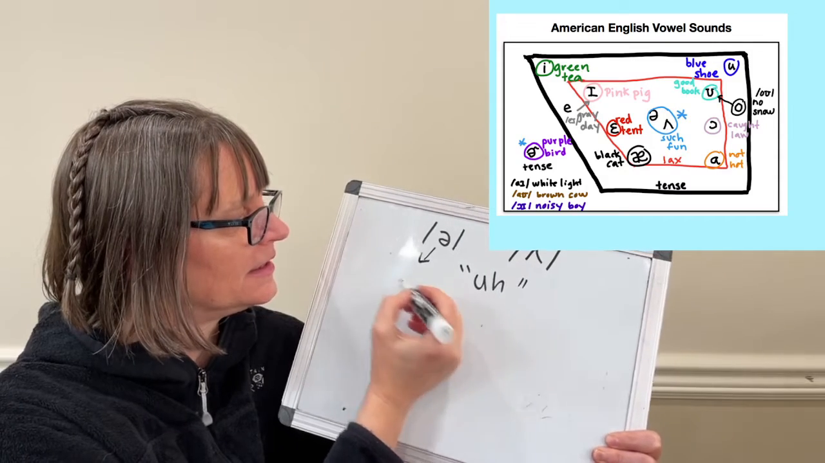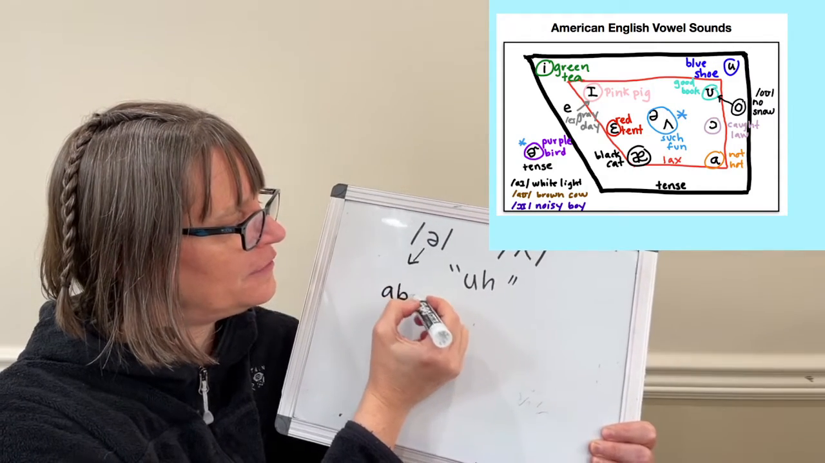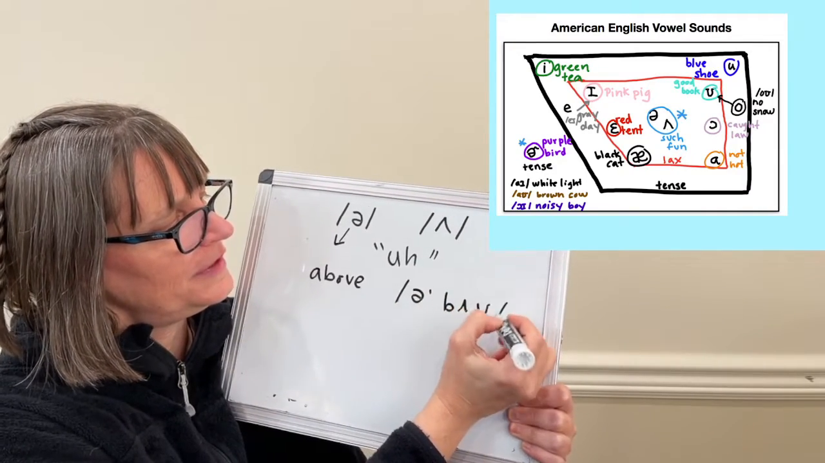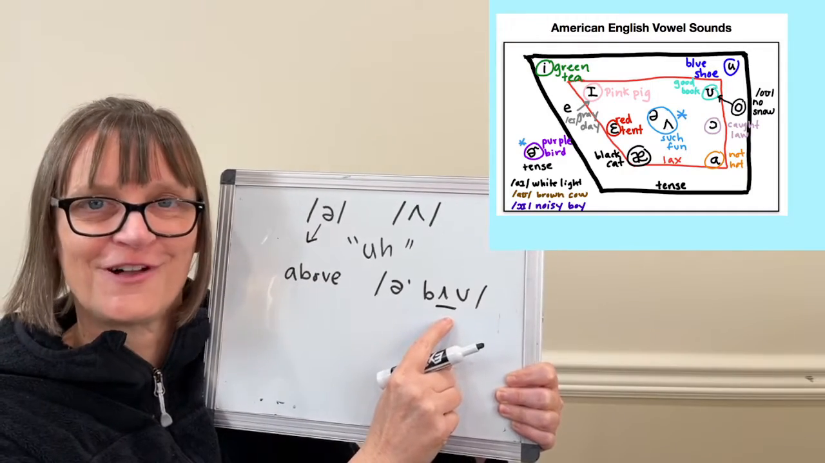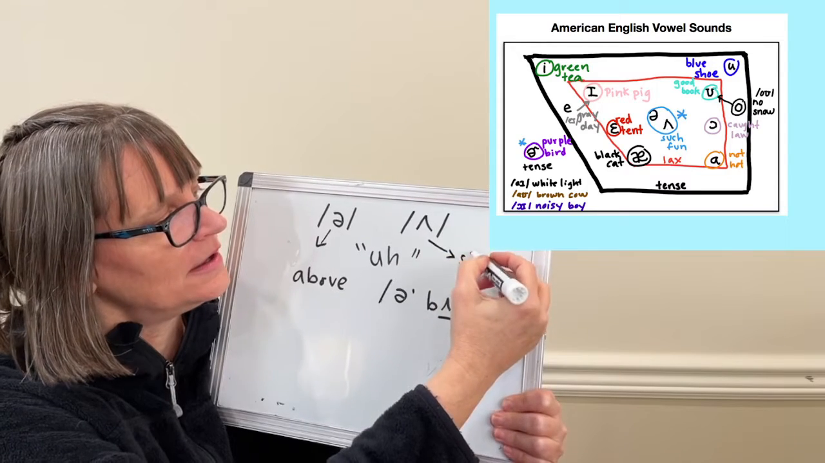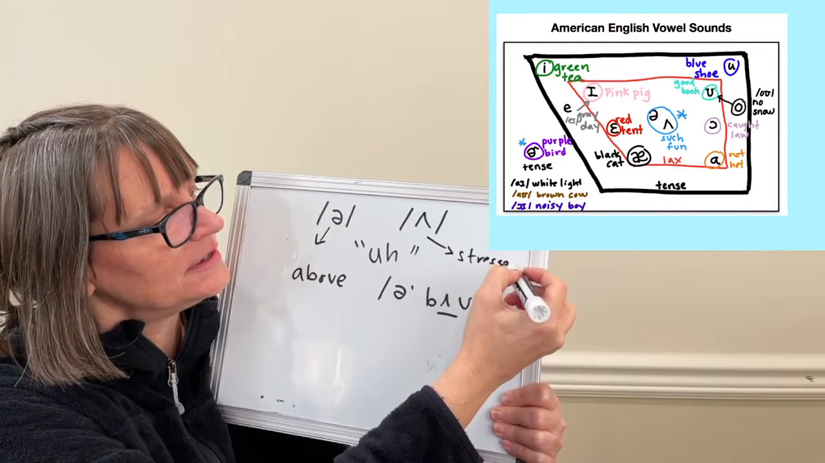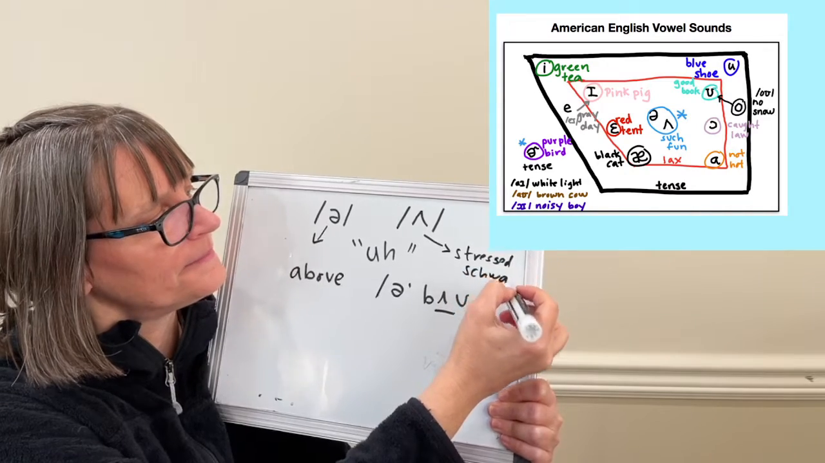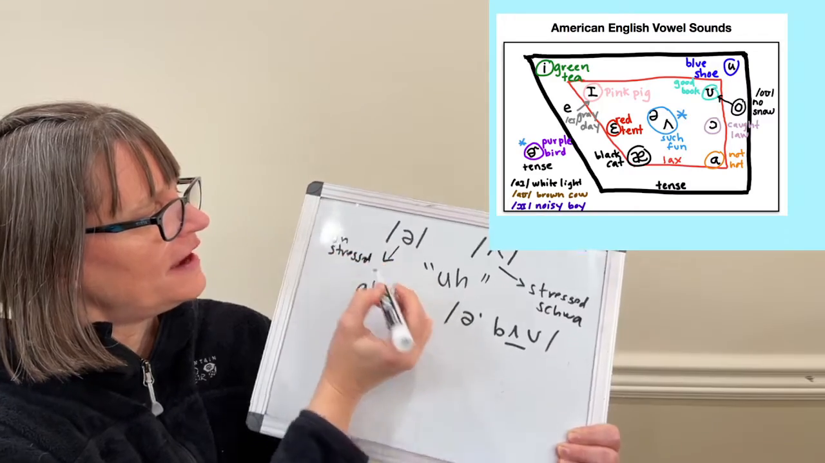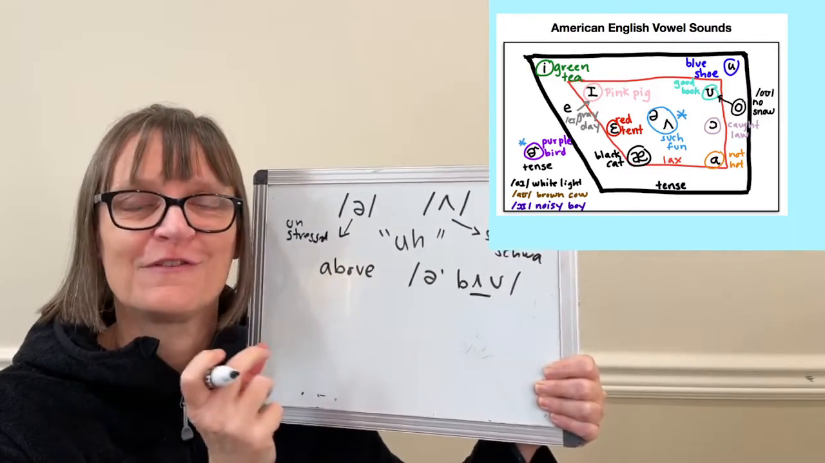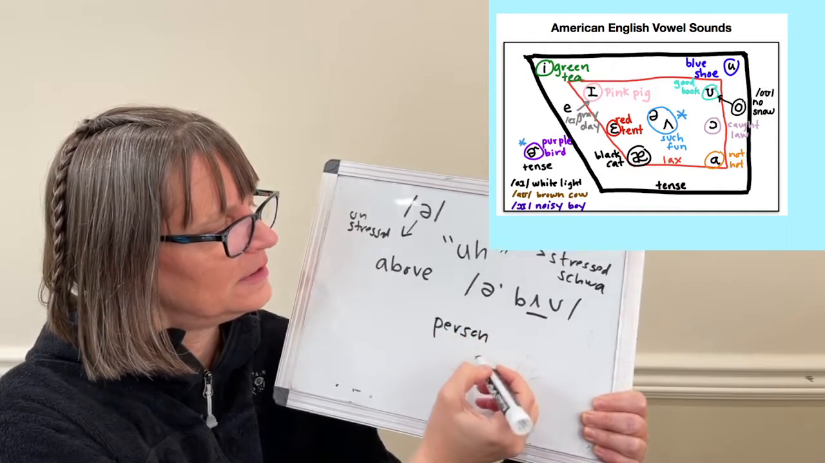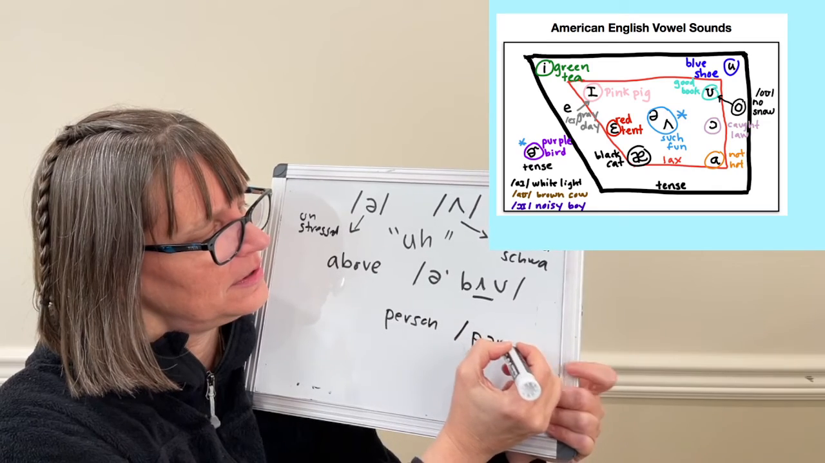So in a word like above, for example, IPA will be above, and the stress falls on the second sound, and we use this symbol for the stressed schwa. So we have stressed and unstressed schwa. This is unstressed. And we often find this can be very, very reduced. For example, in a word like person, we will see we have person. Sun.